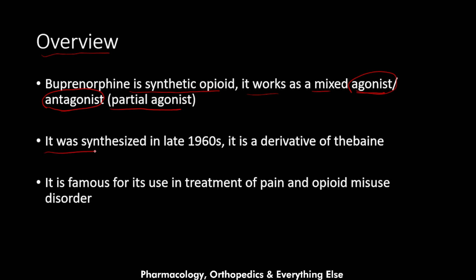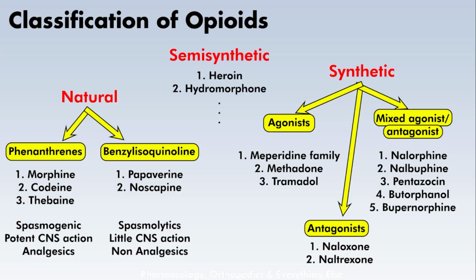It was synthesized in the late 1960s, and it is a derivative of thebaine. Thebaine is a natural opioid that is isolated directly from the opium plant. It is famous for its use in treatment of pain, and it's also used in treatment of opioid misuse disorder.